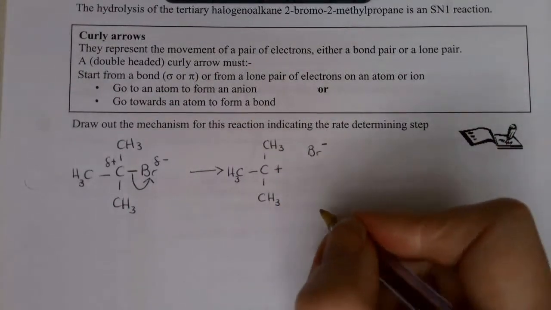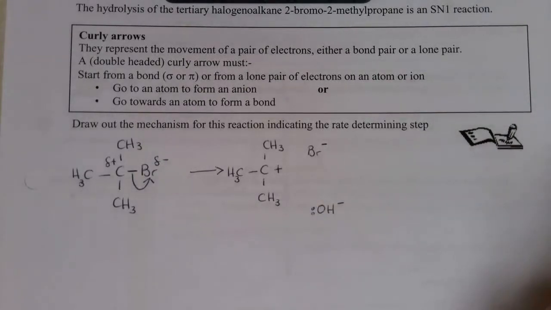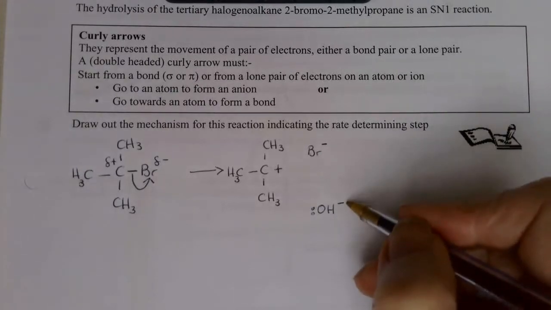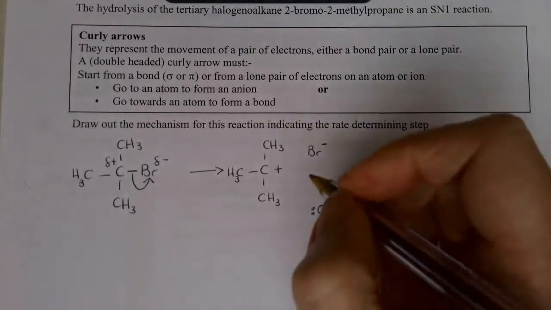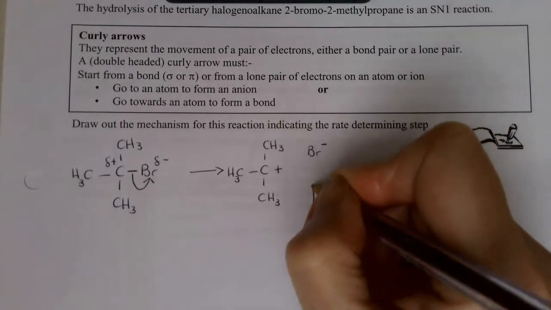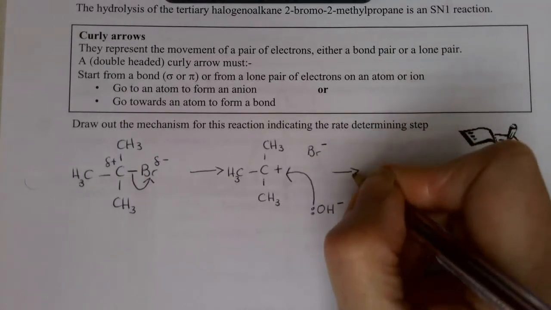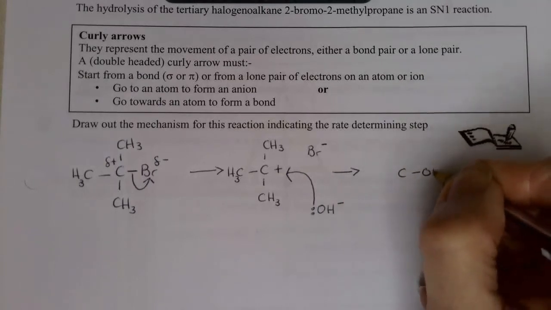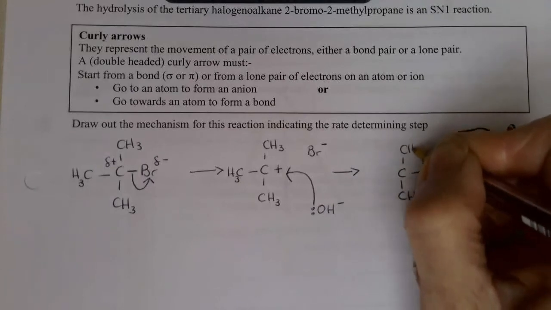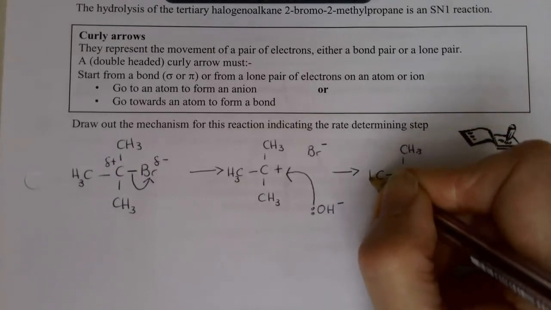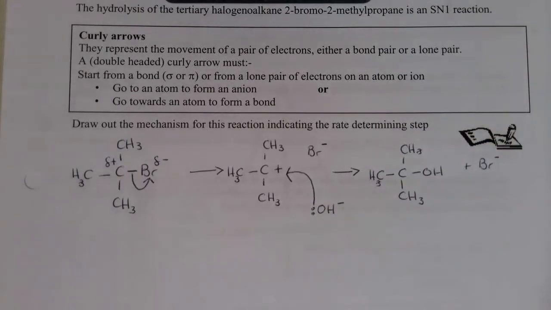I'm now going to bring in my OH negative. So again, I'm going to show the lone pair. I'm not going to take the arrow from the charge because it doesn't come from the charge, it comes from the lone pair on the oxygen. So I'm going to take that lone pair and I'm going to bond it in to my carbocation, and I'm going to get my product with CH3, CH3 and CH3, and my Br negative is floating around over there somewhere.